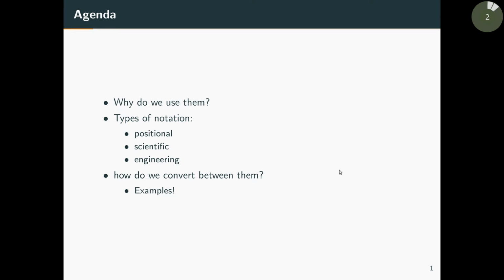So on our agenda for this video, we'll look at why we use them, a very intuitive explanation of that. We'll take a look at the two types of notation that use them, which is positional and engineering. Scientific is included because engineering notation is a type of scientific notation, and positional notation is the sort of notation you're used to using when you go to the grocery store. So the sort of things that you see in your daily activities. And then we'll take a look at how to convert between them with two examples.